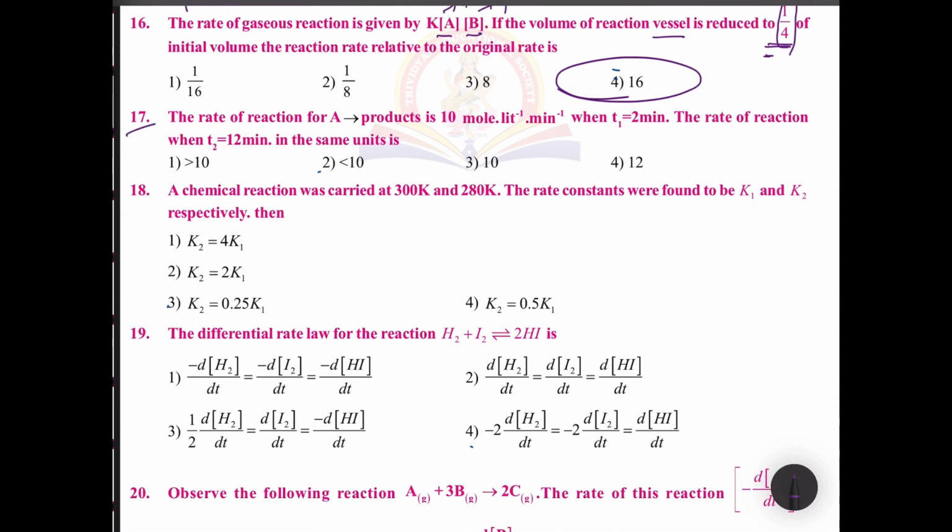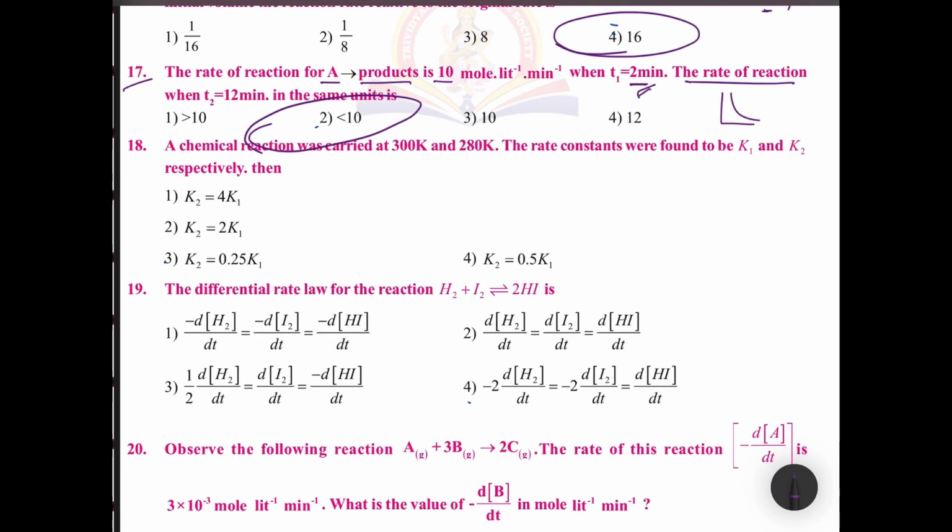17th one, the rate of a reaction A gives rise to product is, say, 10 moles per minute when t is 2 minutes. Okay, now, so initial time you can say. The rate of reaction at 12 minutes? Very simple logic. As the time passes, the rate of reaction decreases.